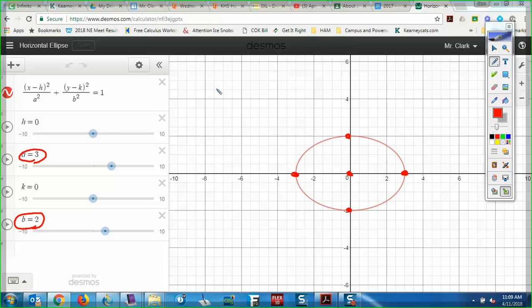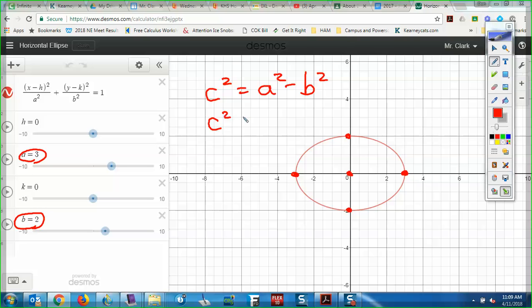And then how do we get the foci? C. What's the equation we use for that? A squared minus B squared. Now that's one of the reasons I give you the formula sheet, because it's going to be just slightly different for a hyperbola, and so you'll have to try to remember that, or you won't have to because you'll have the gold sheet.